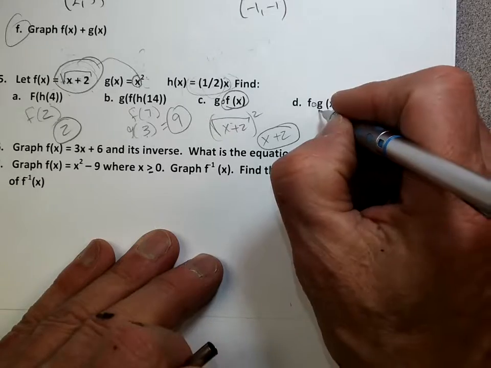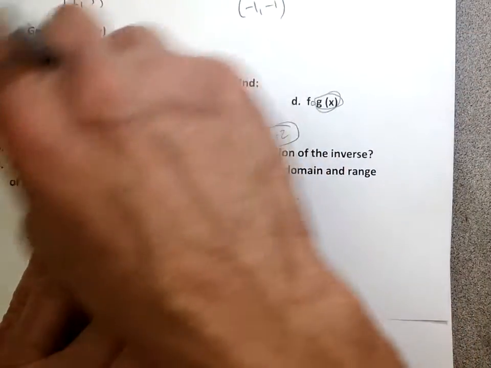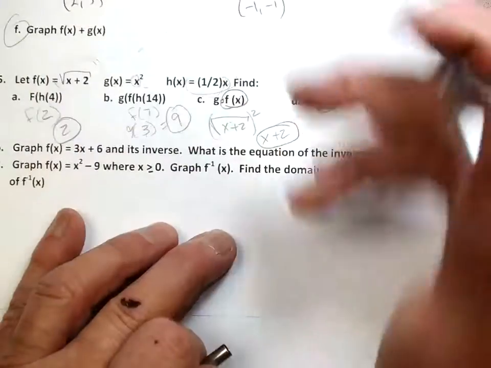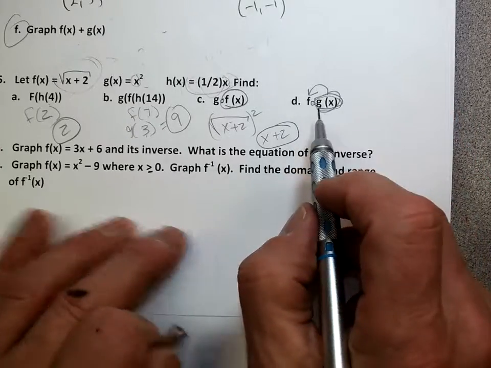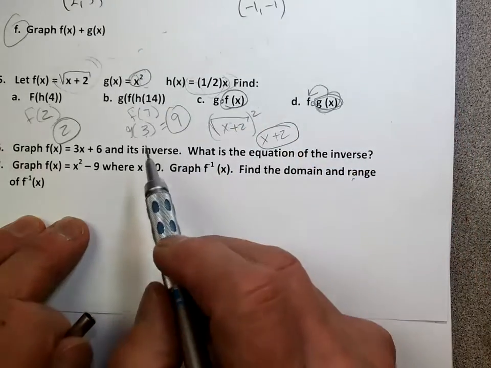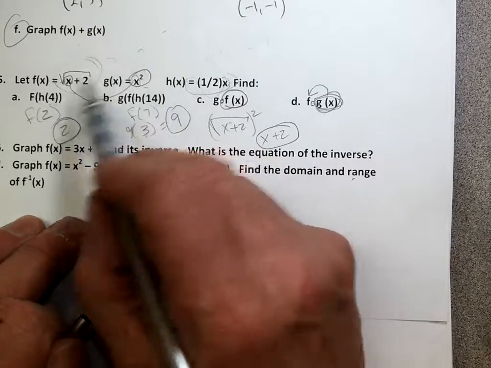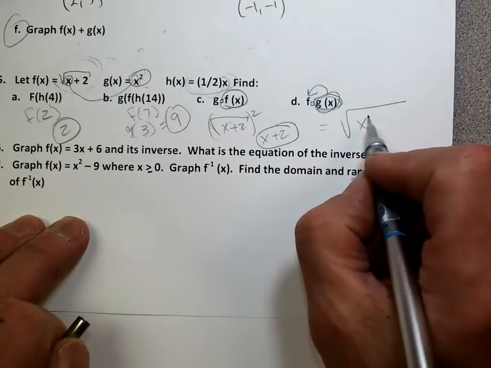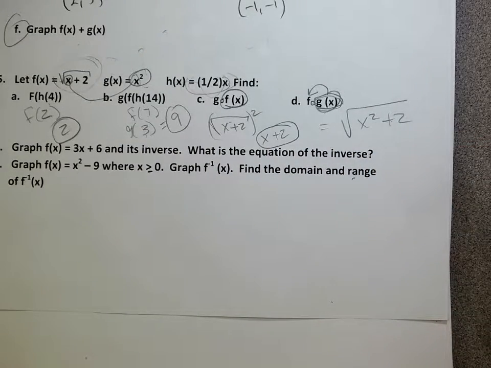Alright, let's put g into f. Erase all this mess. Alright, now to put g into f, here's my g equation, x squared. Let's put it into f, so it's got to go right there. It goes into the x, right? So I'm going to get a square root of x squared plus 2. And you cannot simplify that. That's just your answer, okay?